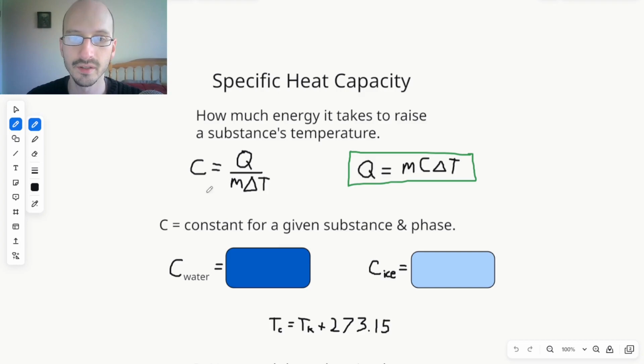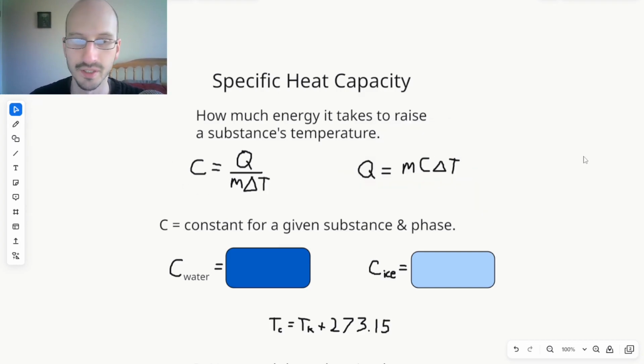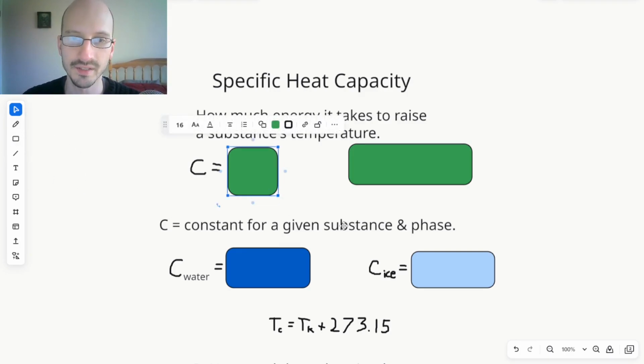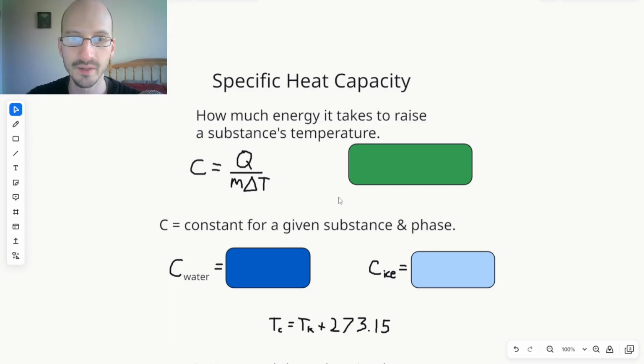For any particular material, the specific heat capacity is the amount of heat it takes to raise 1 kilogram 1 degree Celsius, or 1 Kelvin. So this here is the definition of specific heat capacity, but these values of specific heat capacity for each material can be measured in the lab. They're known, and we can look them up.